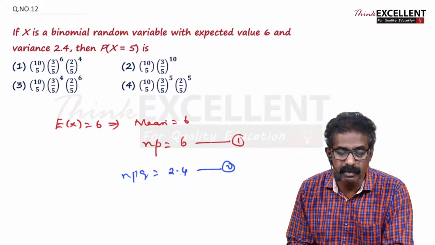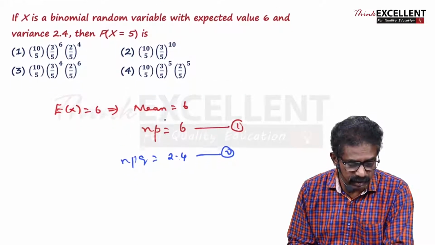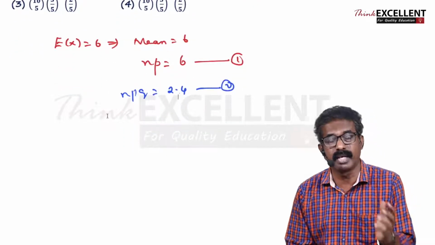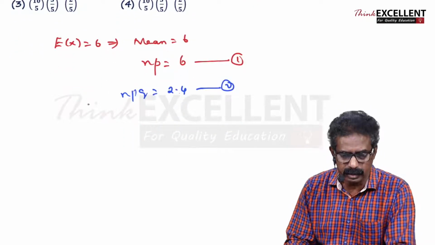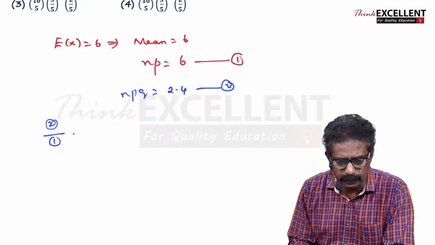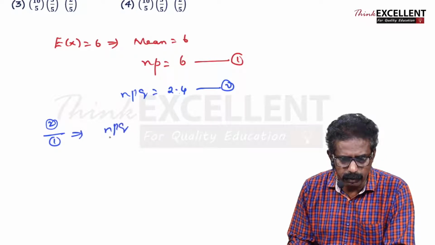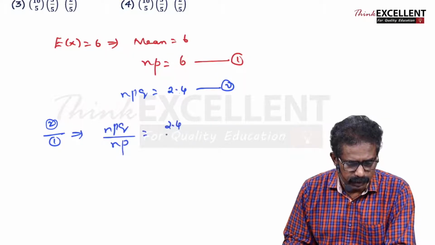They asked to find P of x equal to 5. So f of 5 they asked to find. So you need f of x. To find f of x you need N, P and Q. Equation 2 by equation 1: NPQ by NP is equal to 2.4 by 6.